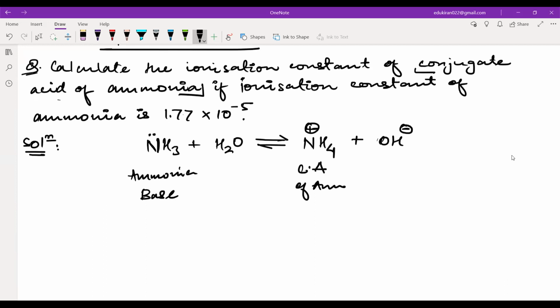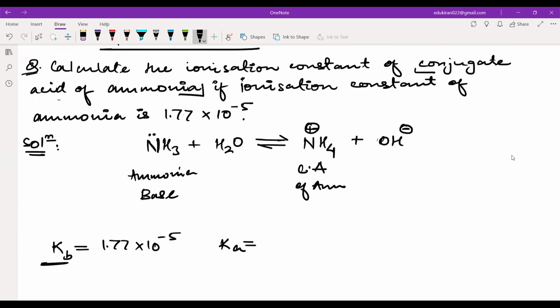Okay, please don't write the same answer. Once you write this particular reaction and then you write Ka, Kb is given. Because we have been given ammonia is a base, and we have been given Kb, which is equal to 1.77 into 10 to the power minus 5, and they are asking the Ka, right? They are asking the Ka.